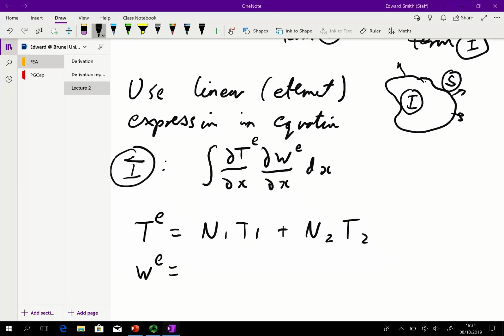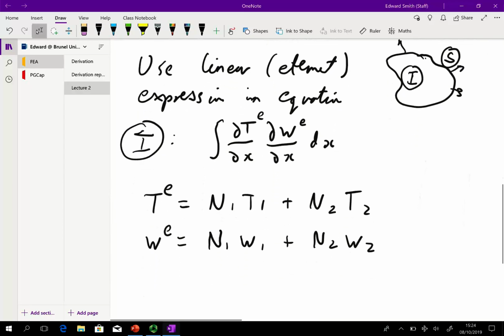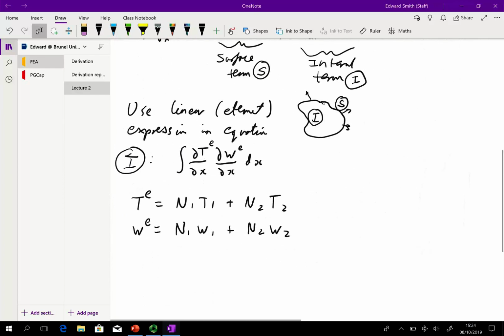We're just going to replace that W, that weighting function for the least squares process, with exactly the same linear approximation. Now this isn't the only thing you can do. There are other options that will give you different orders of approximation for your finite element methodology, but this just happens to be the simplest one. So we're essentially just approximating our two expressions.